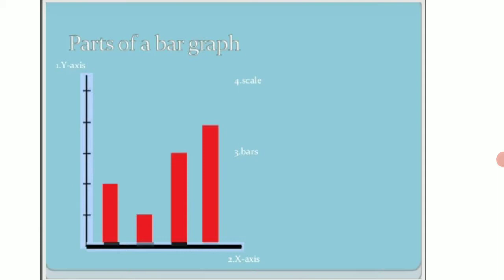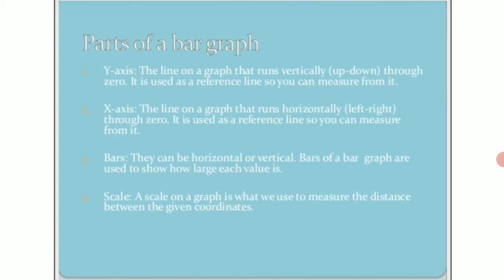Here, children, we need to know a few terms. The vertical line that you see with different markings is the y-axis. The horizontal line is the x-axis, the vertical line is the y-axis, and the red bars are known as the bars, and we have a scale which represents the data that is given.